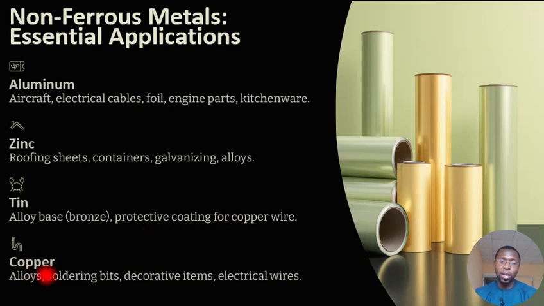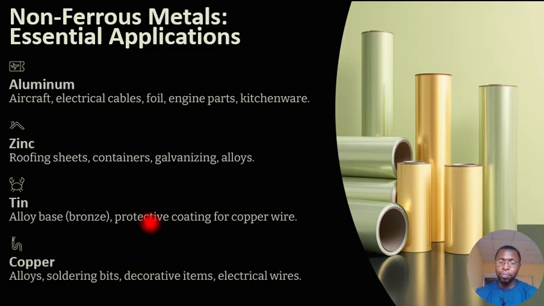Okay, and another non-ferrous metal is the copper. We use copper in making alloys of metals. We use copper in making soldering bits. We use it for decorative items, and we use copper in making our electrical wires. In fact, the most common electrical wires that we use in our respective homes are the copper wire. The copper wire are used most commonly in our respective homes.